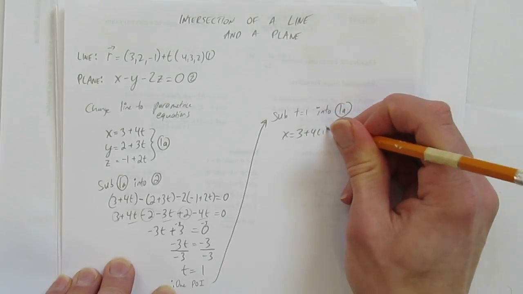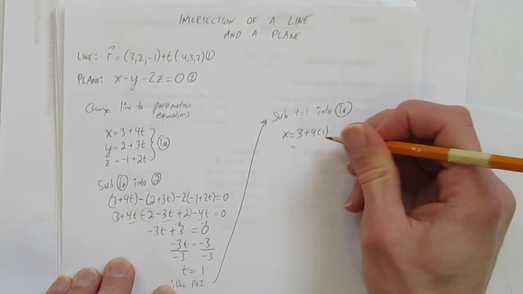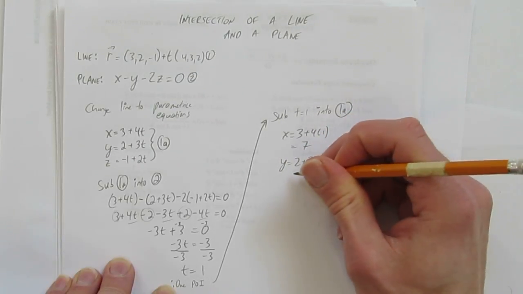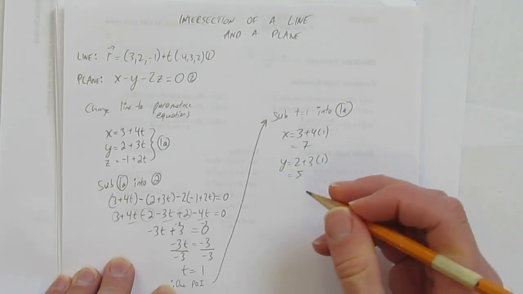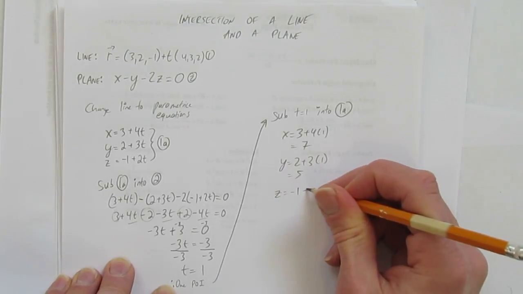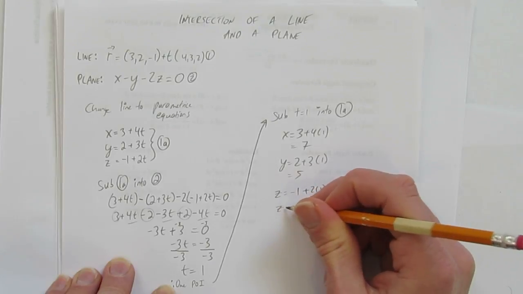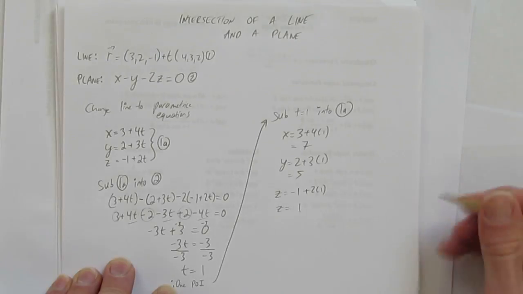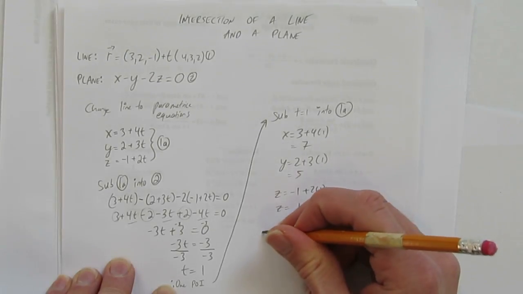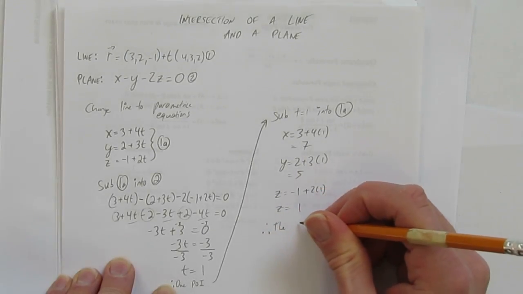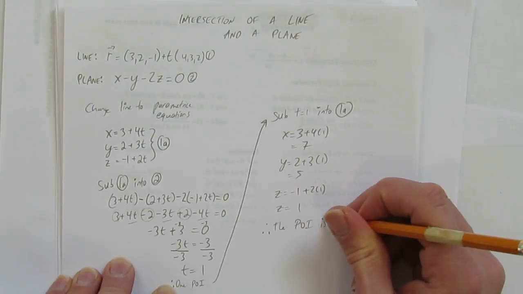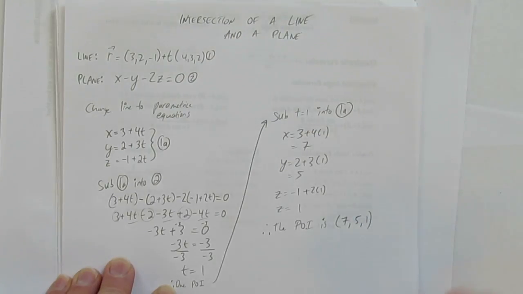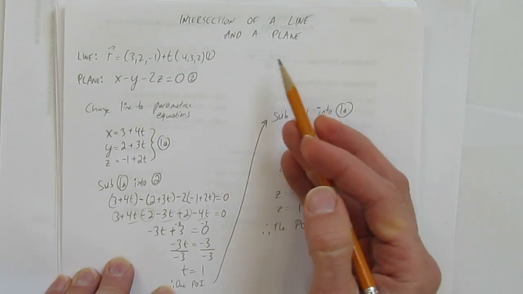x equals 3 plus 4 times 1, which of course is just 7. And y equals 2 plus 3 times 1, which of course is 5. And z equals negative 1 plus 2 times 1, which is 1. Didn't need a calculator. And so I've got my point of intersection. Therefore, the point of intersection is, and we write out the coordinates in order x, y, z: (7, 5, 1). And that's it. We found the intersection of a line and a plane.